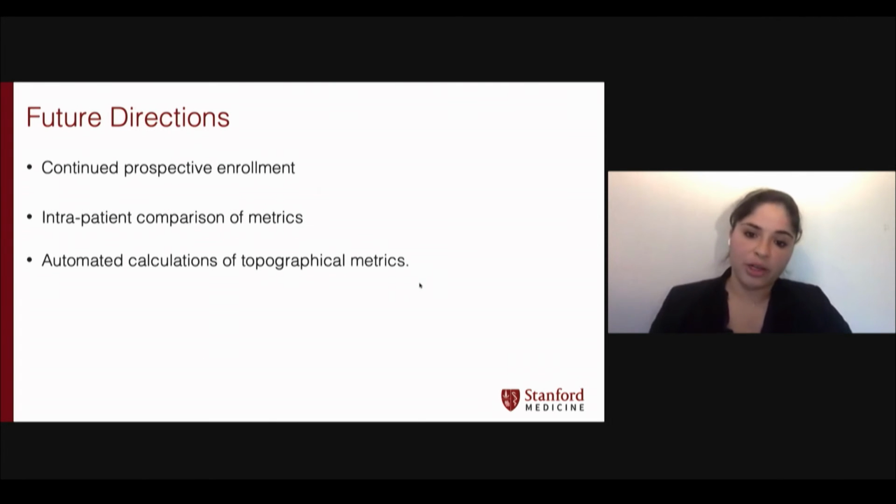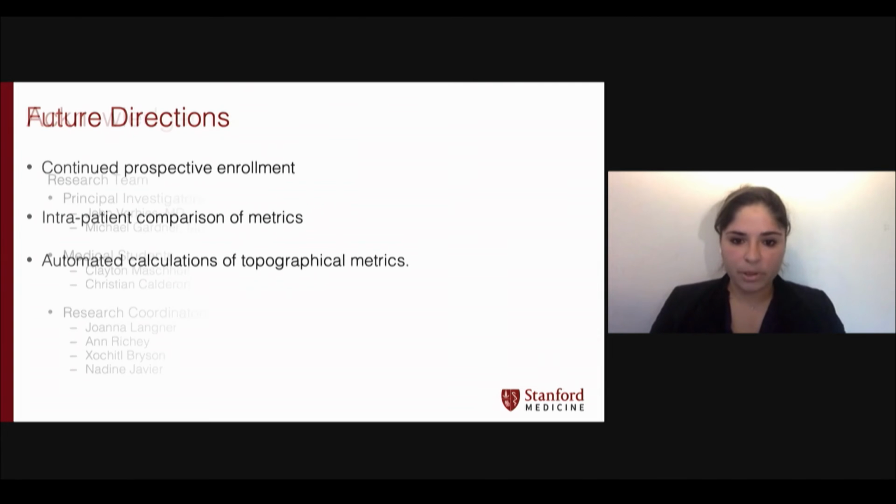In our future direction, we're actually continuing to enroll for this study and will be for the foreseeable future. As patients return for follow-up, we'll begin to make comparisons between baseline and follow-up scans between patients. And ultimately, our goal is to create an app that can automatically create all of these measurements so that we can put this in the hands of primary care physicians and specialists around the country.